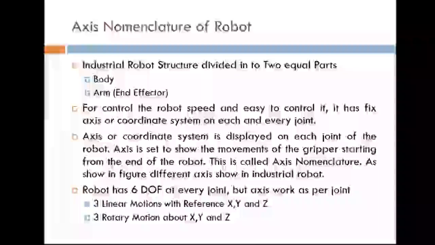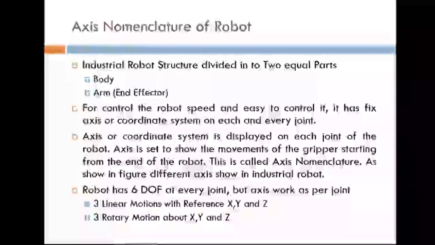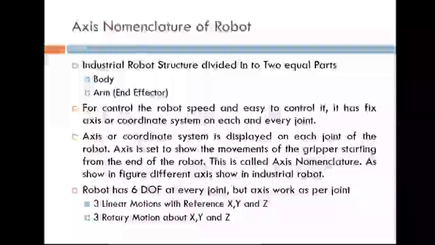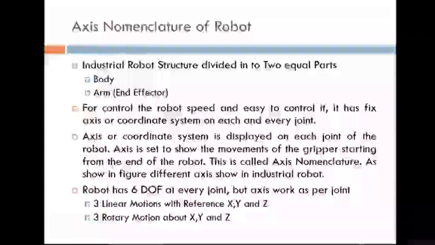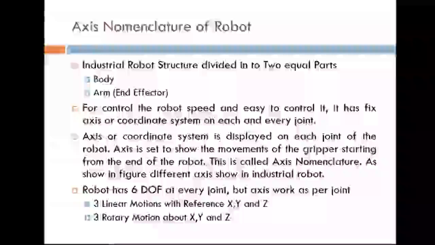The axis is set to show the movement of the gripper starting from the base of the robot. This is called axis nomenclature. Axis nomenclature means we plot the axis on every joint, starting from the base to the end of the gripper. As shown in the figure, we will completely understand what the axis is in an industrial robot.